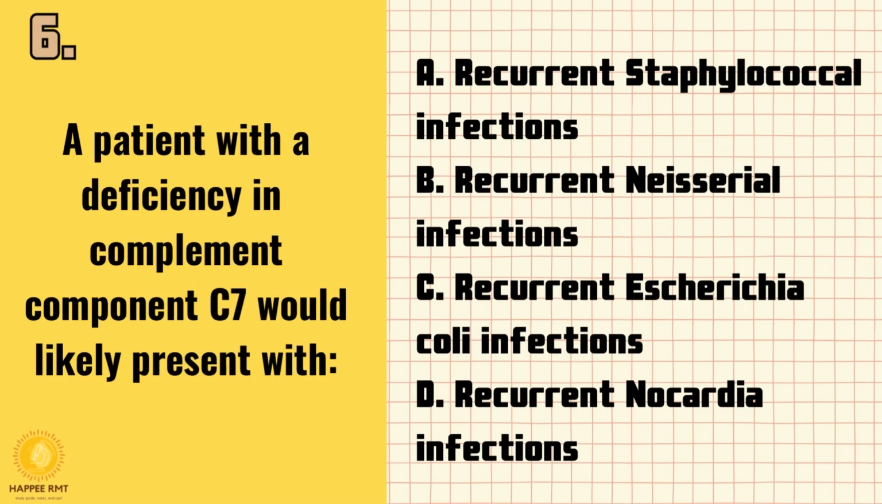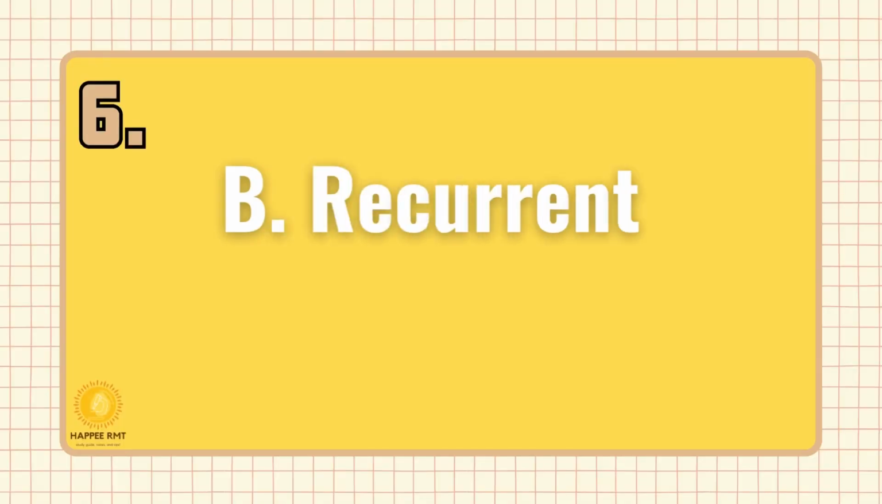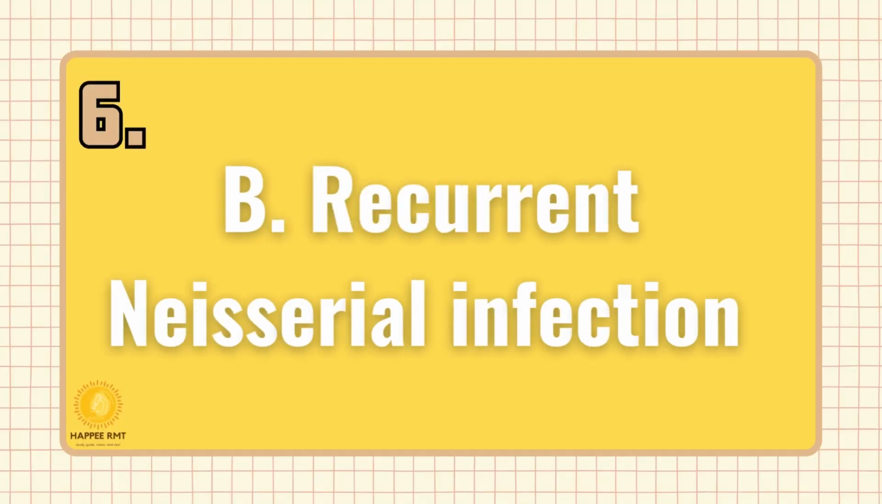Number 6. A patient with a deficiency in complement component C7 would likely present with A. Recurrent staphylococcal infections, B. Recurrent neisserial infections, C. Recurrent Escherichia coli infections, D. Recurrent Nocardia infections. Answer is B. Recurrent neisserial infections.